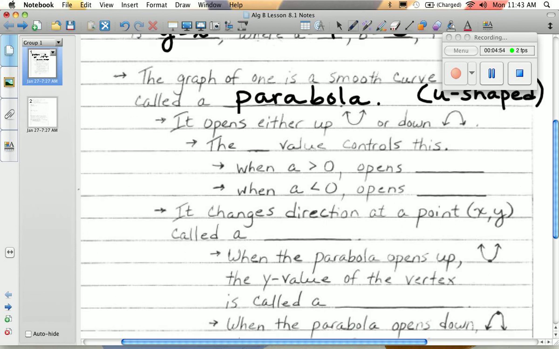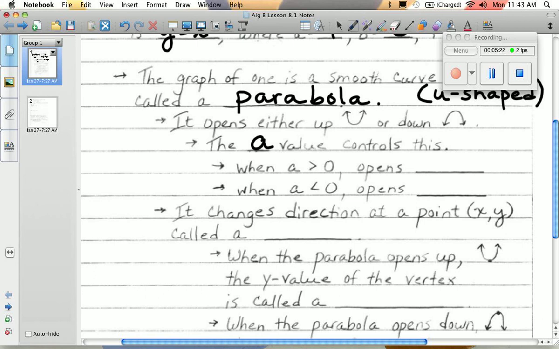Okay, so a parabola will either open up or it will open down. Opening up, the U is in the form that we typically look at it. If it's opening down, we have an upside down U. And it's the A value that controls this. One of A's roles is to tell you whether it's going to open up or open down before you even graph it.